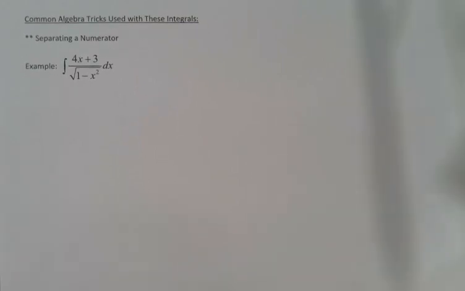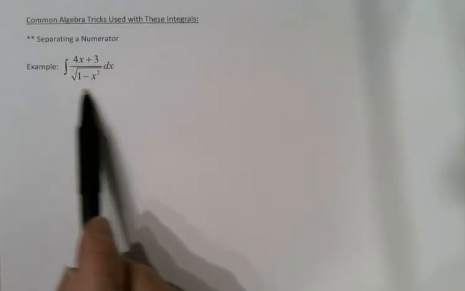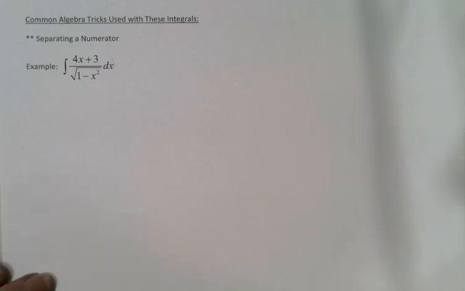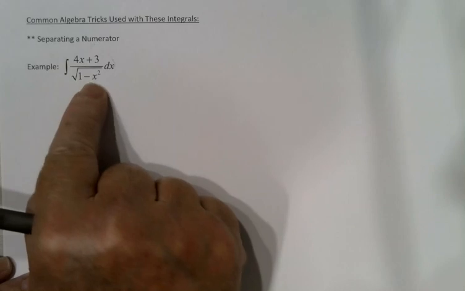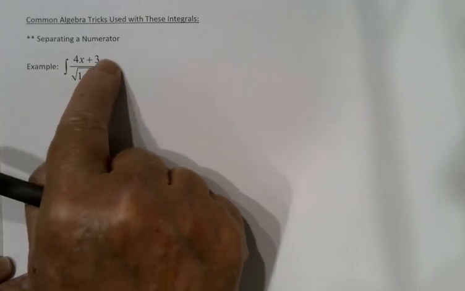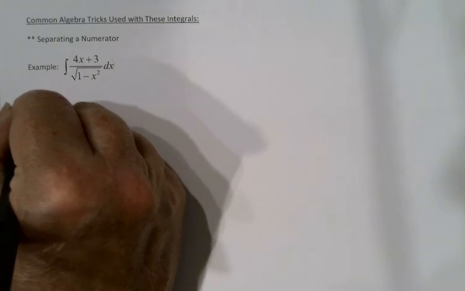One we've actually seen before, the trick of separating a numerator. If I want this integral, I could actually turn this into two integrals: 4x over the denominator plus 3 over the denominator. So I'm going to go ahead and do that.